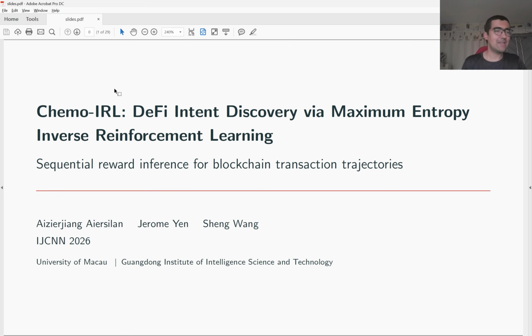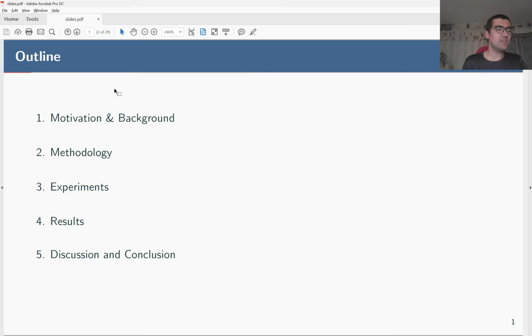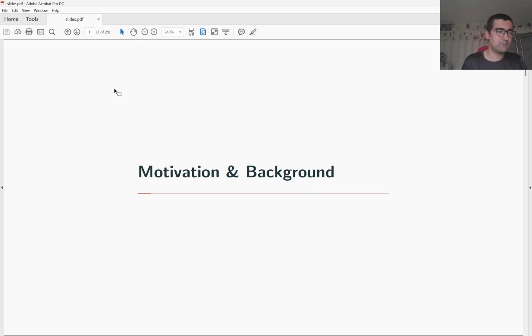Let me start by laying out what we will cover. Here is the roadmap for the talk. I will begin with the motivation, why intent discovery in decentralized finance is genuinely hard and where existing methods fall short. Then I will walk through our methodology, the core of the paper, the chemotactic state design, and the maximum entropy IRL formulation. After that, I will cover the experimental setup, present the results and an ablation study, and finish with limitations and where we think this goes next. Let's begin with the motivation.